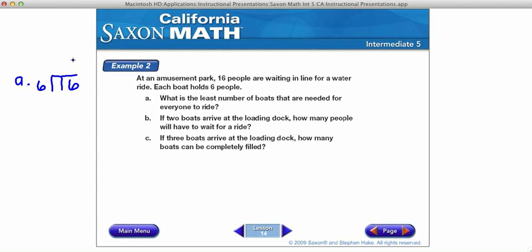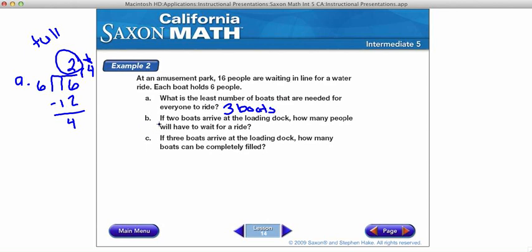6 goes into 16 twice. 2 times 6 is 12. Subtract. We have a remainder of 4. So my question is, what is the least number of boats that are needed for everyone to ride? Well, I'll have 2 full boats. Okay, so this 2 is my full boats, and this 4 is the number of people left over, but they still need a boat. So I'm going to need 3 boats for everyone to be able to ride.